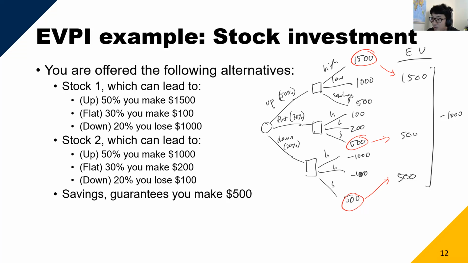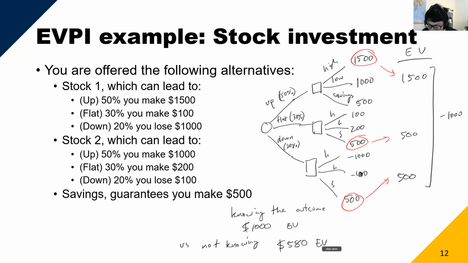So if we look at the difference between knowing the outcome, which gives you $1,000 EV, versus not knowing, which is a $580 EV from the last decision tree, then your willingness to pay this advisor should be equal to $1,000 minus $580. So you should be willing to pay this guy $420 to tell you if the market is going up or if it's flat or down.